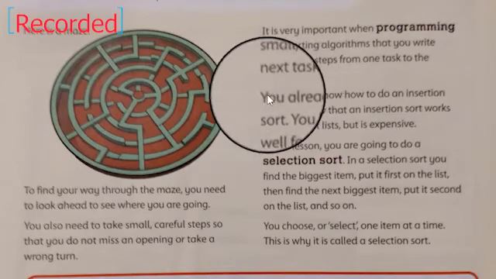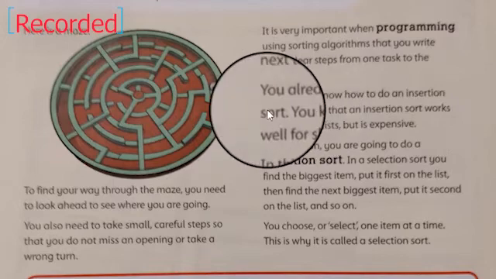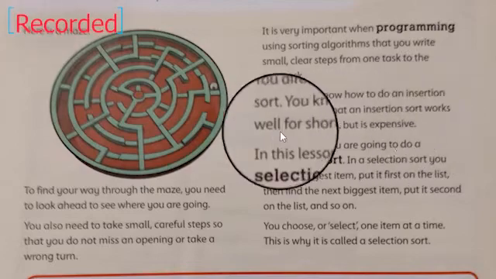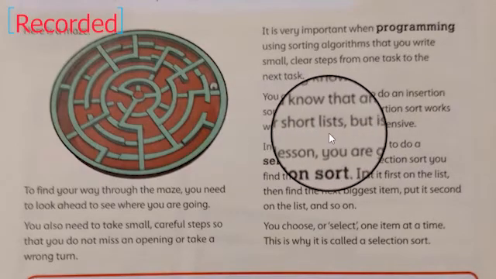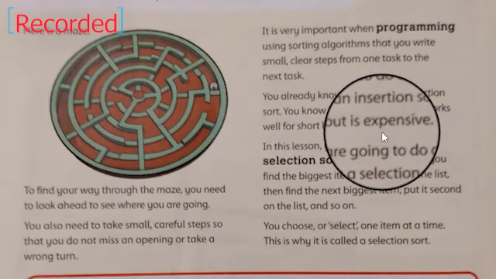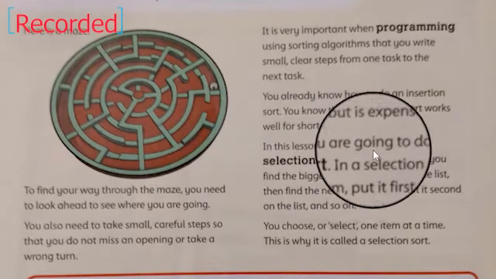You already know how to do an insertion sort, which we did in the last lesson. In insertion sort, we arranged whatever we had in the activity, like flowers and cards. You know that an insertion sort works well for short lists but is expensive. And we also talked about expensive sort. In this lesson, you are going to do a selection sort.